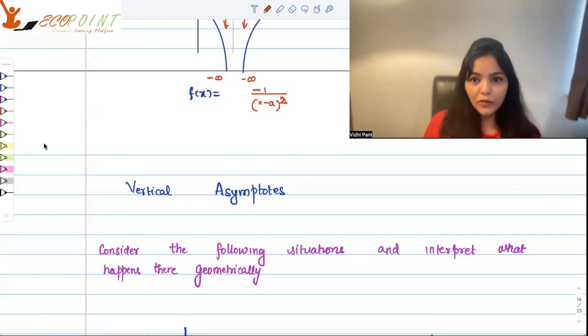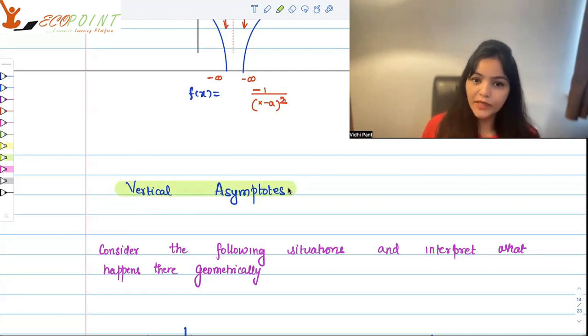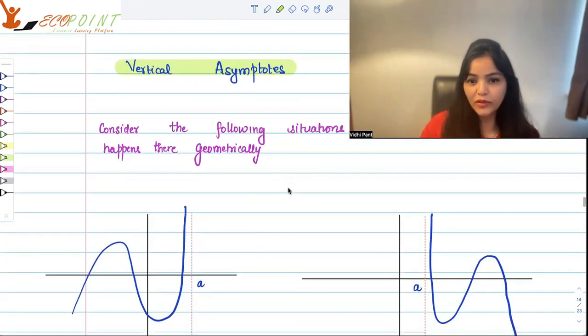Now that you're comfortable with graphs of this sort, I will be able to introduce to you something called asymptotes. So a vertical asymptote is something which is associated with infinite limits. That is, your f of x is turning bigger and bigger or smaller and smaller. Let me consider a few situations here, and let's interpret that geometrically and understand what vertical asymptotes are all about.